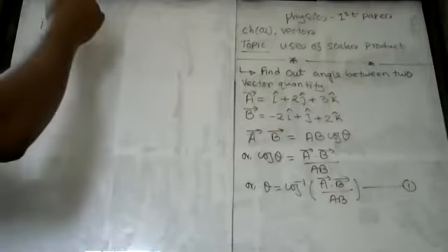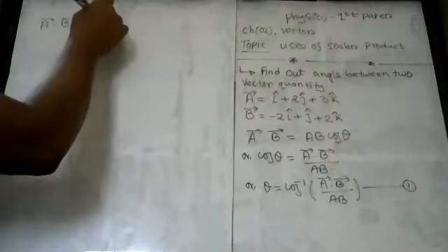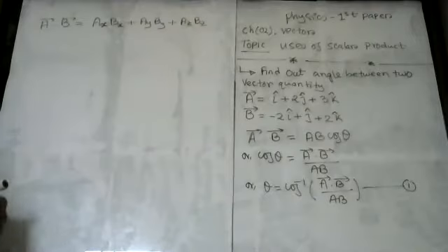How can I find this, my dear student? You already know this. How can I find A dot B? A dot B equals AX BX plus AY BY plus AZ BZ. Okay.